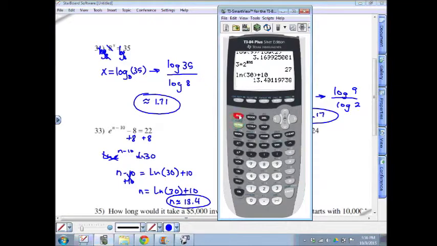And to check the answer, using a base e and the exponent, or n, it was 13.4 approximately. So I've got e to our answer, 13.4 minus 10. I'm just following exactly what it says here in the problem, and then subtract 8, and that should equal 22.